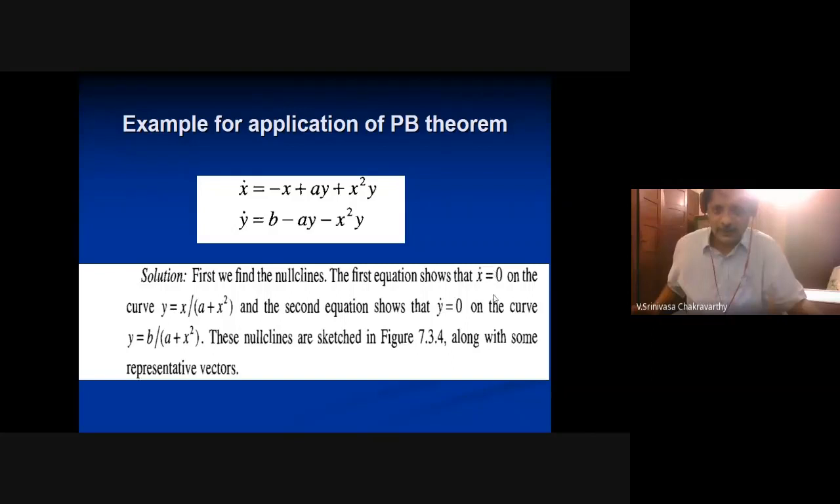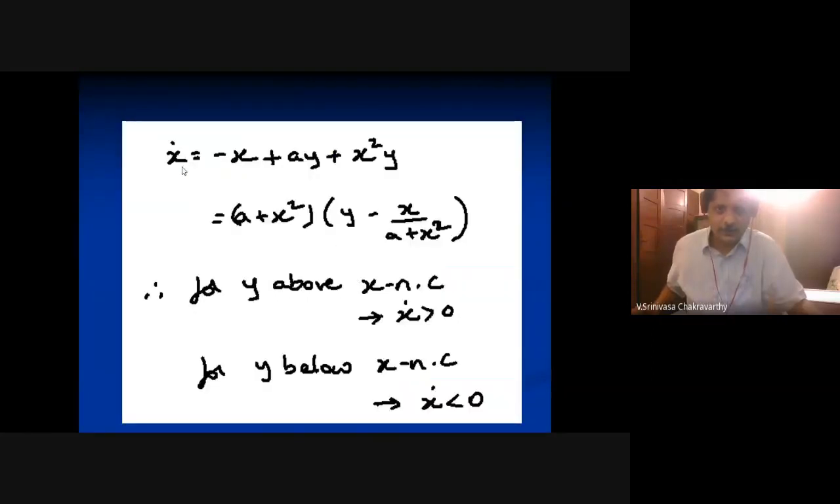For the x null line, x dot equal to 0, x dot is this. So this I can write like this. So x dot equal to 0 means y equal to x by a plus x squared. Because this has imaginary roots, it is no use, because in the phase plane you have to draw everything pictorially. You can't show imaginary solutions.